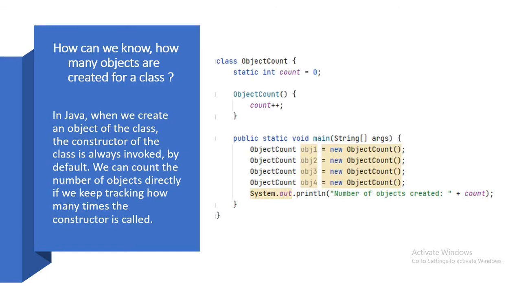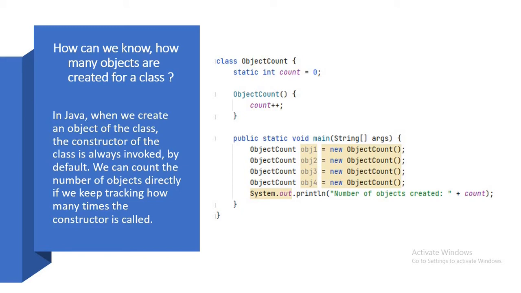I took one class called ObjectCount and one static variable called count, initialized with the value 0, and in the constructor I increment the count value. So every time a new object is created, this constructor will be invoked and I can keep the count of the objects.